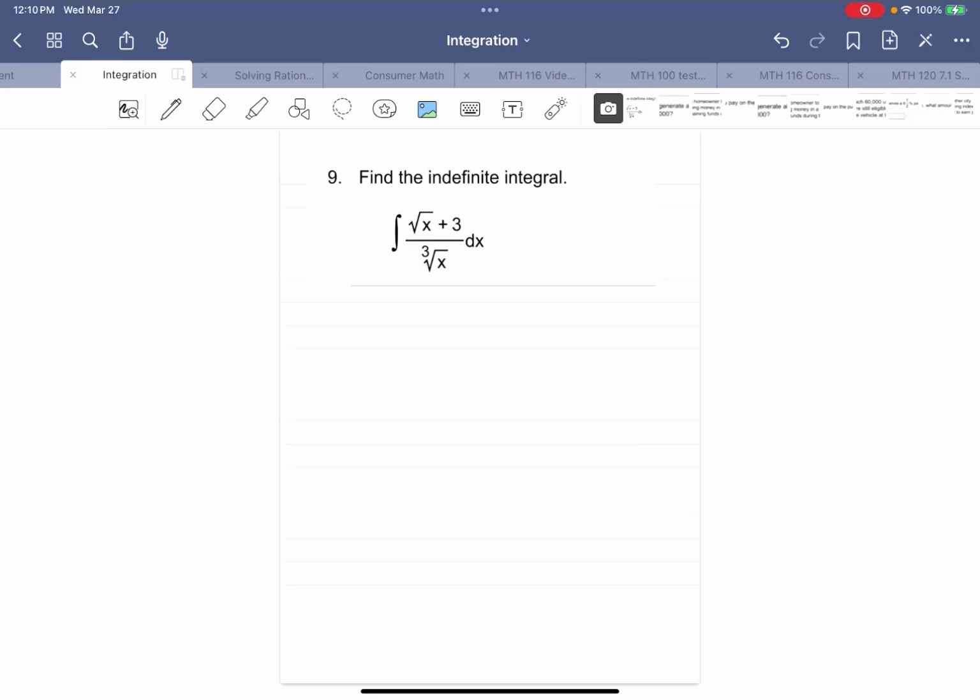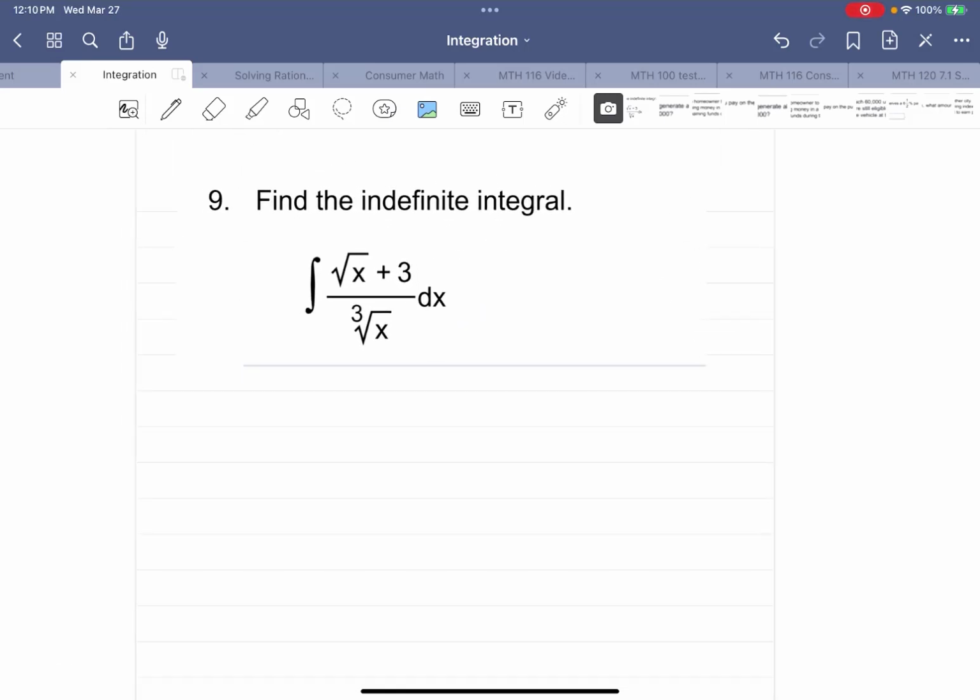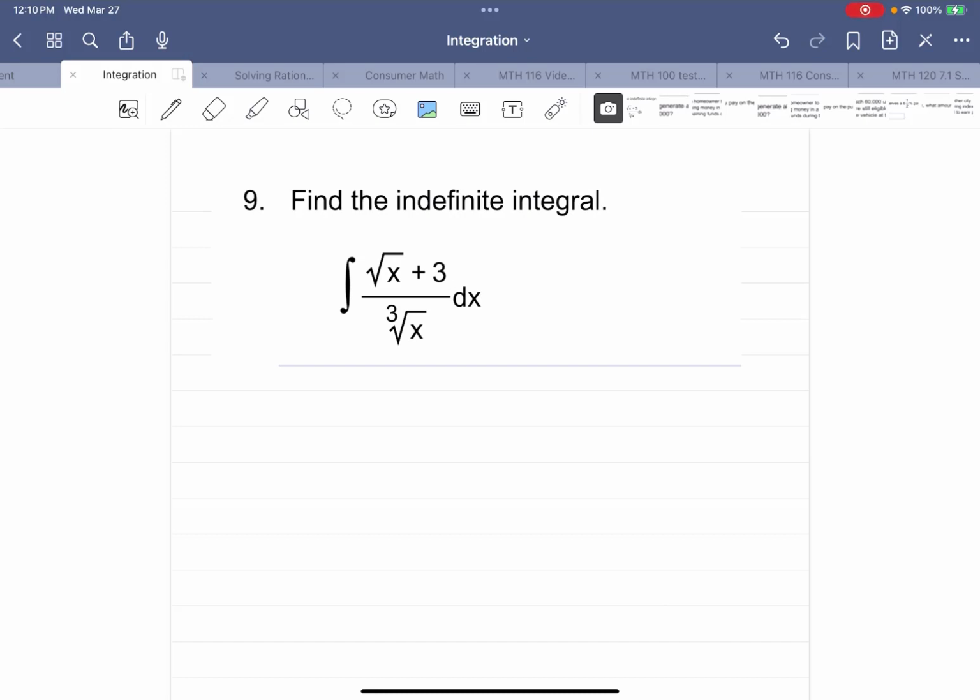Example 9. Find the indefinite integral of the square root of x plus 3, all divided by the cube root of x dx. So I'm going to have to do a couple of things here. I'm going to have to split these apart. Remember, if you have a sum over a single denominator, you write each term over that denominator.